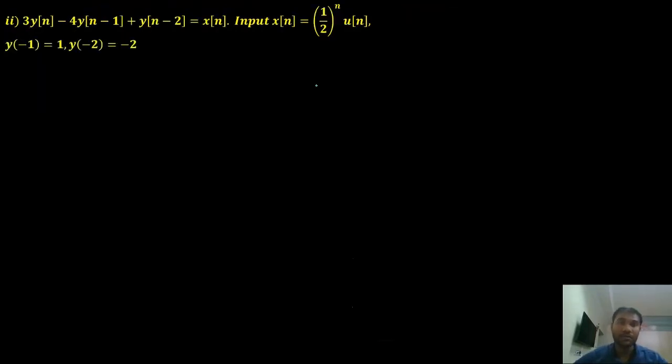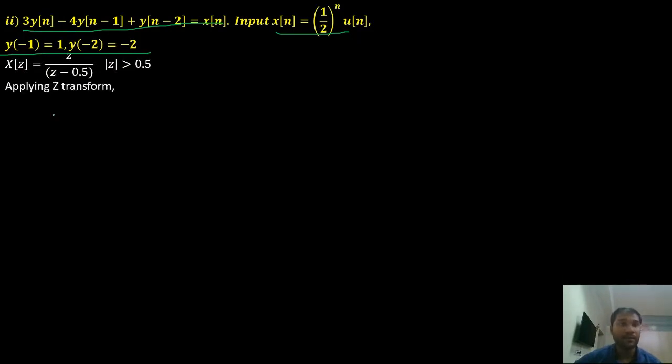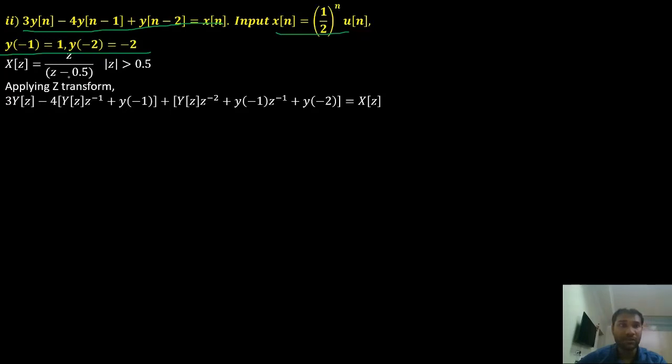The next question: this is the difference equation and the input and the initial conditions. Now we have to find the system response, y of n. Similar to the previous problem, first we have found the z transform of the input, and then we are applying z transform to the given difference equation, and we'll substitute the values of y of minus 1 and y of minus 2, and we'll solve for Y of z.